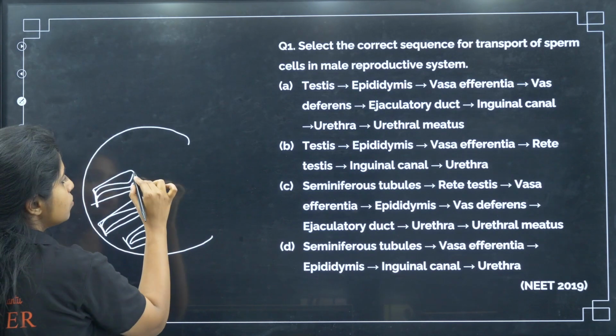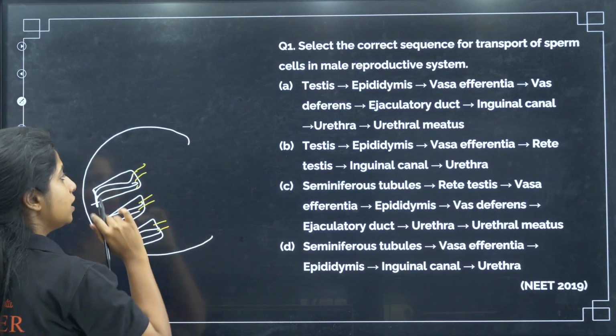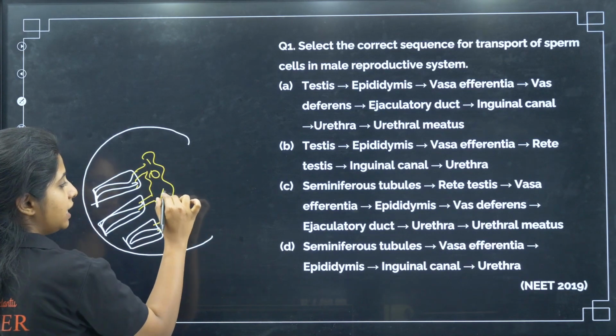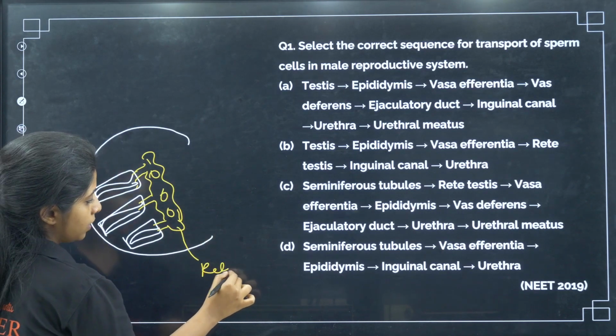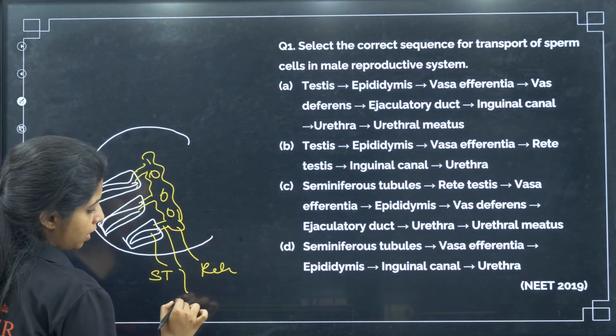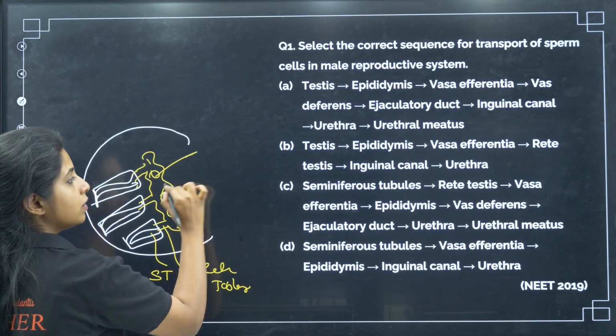These seminiferous tubules are going to come out with the help of tubuli recti, which is not there in your NCERT. Let's go ahead. You have rete testis. This is the first thing that you have. After seminiferous tubule, you have tubuli recti, and then rete testis. From here they have to exit.